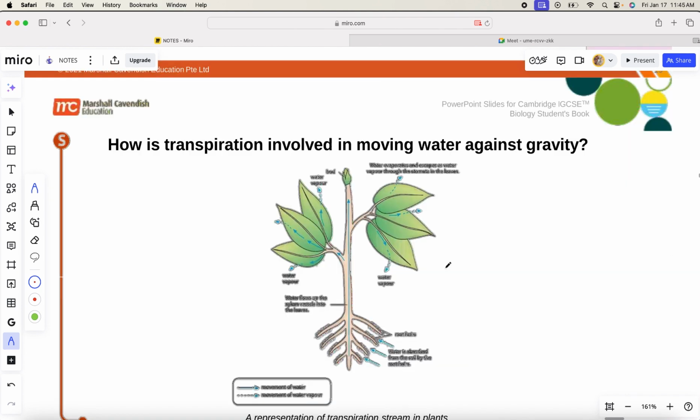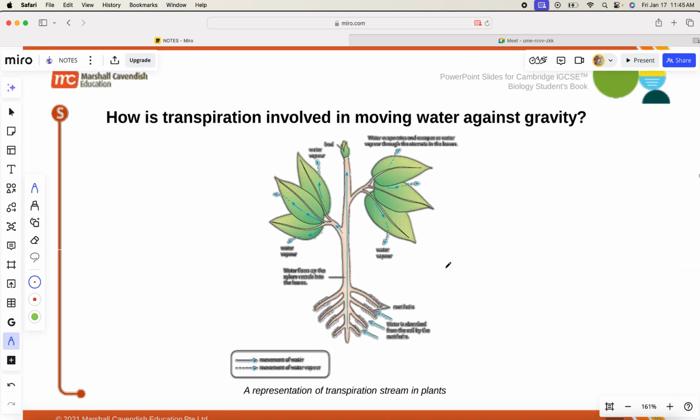Now let's show, this one is important for you. This is the whole process. How is transpiration involved in moving water against gravity? If water was not being lost, water cannot move up.